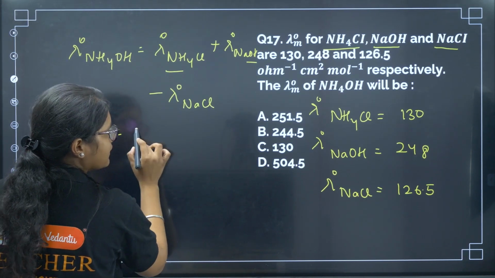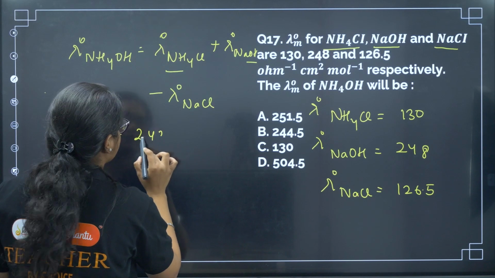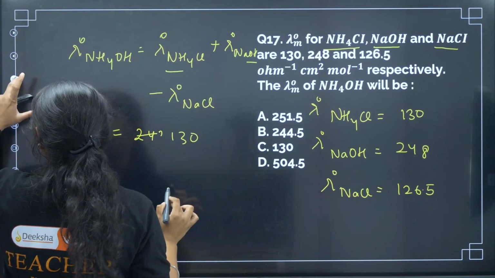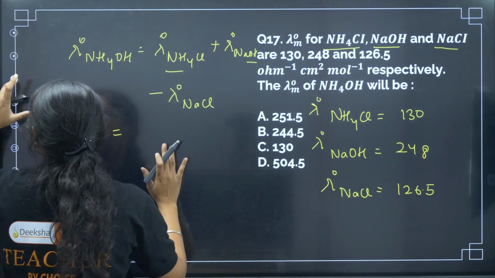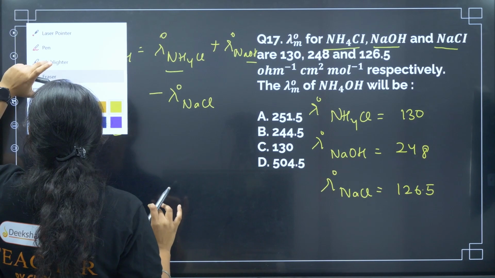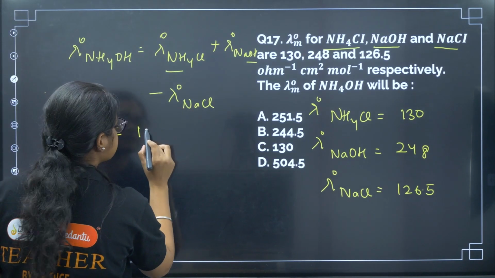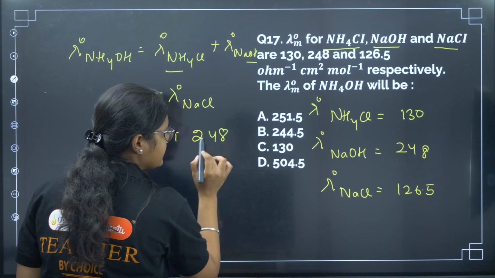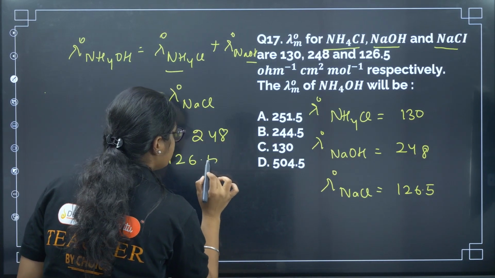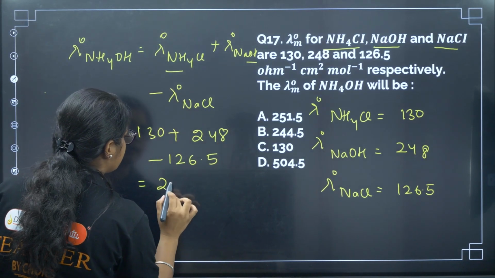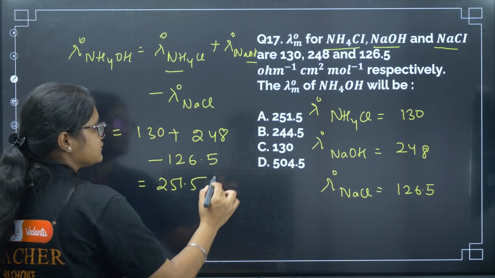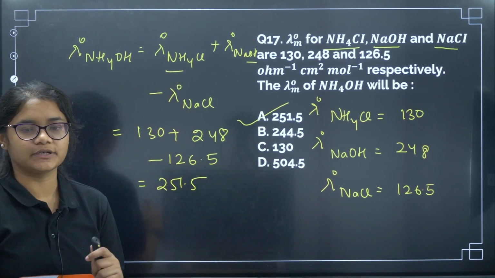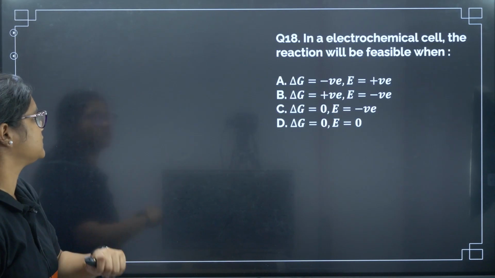So if I add this one, sorry, first is your 130. We'll add it serially. So first is NH4Cl, that is 130 plus NaOH is 248 and then minus NaCl is 126.5. So if we solve this, we'll be getting around 251.5. So the correct answer for this question is option number A. Okay, direct easy based question.